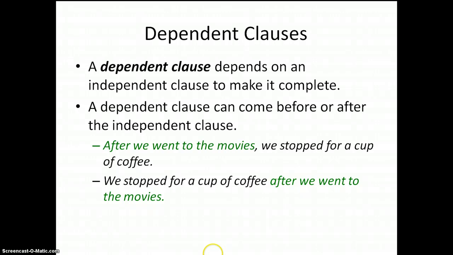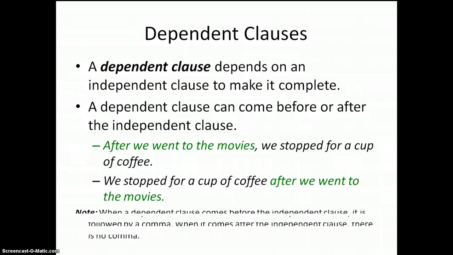Notice we stopped for a cup of coffee can stand on its own. That's our independent clause. Notice also that we stopped for a cup of coffee after we went to the movies. Again, we have that dependent clause coming after the independent clause. Notice that the dependent clause, when it comes before the independent clause, requires a comma. If it comes after the independent clause, there is no comma.